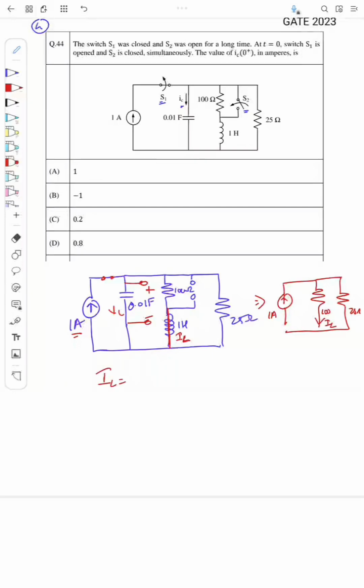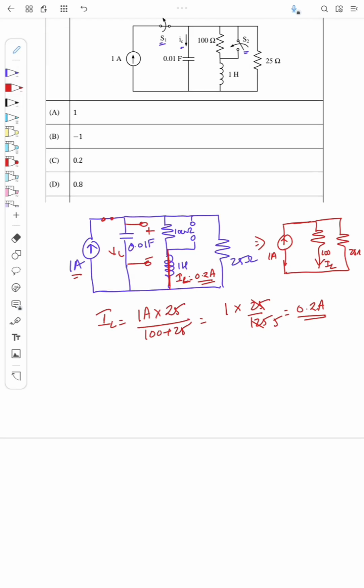So what is IL? IL is equal to the current 1 ampere into the opposite resistance, 25 by 100 plus 25. That is 1 into 25 by 125, so it is 0.2 ampere. That is the current in IL.